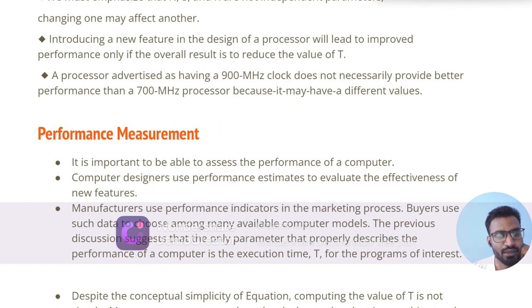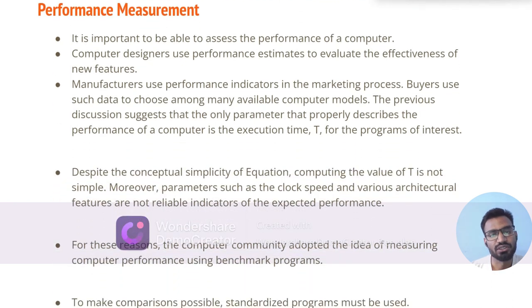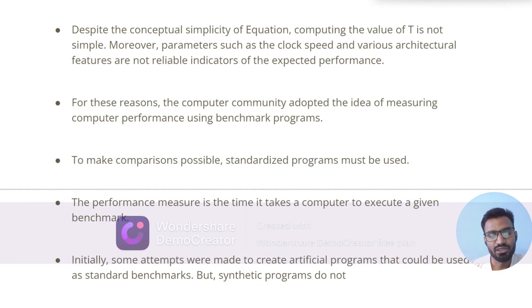Some performance measurement. It is important to be able to assess the performance of a computer. How do we measure performance? Manufacturers publish a performance indicator for marketing purposes. Buyers use such data to choose among many available computer models. The previous discussion suggests that one parameter can describe the performance of a computer. To make the comparison possible, a standard program must be used.